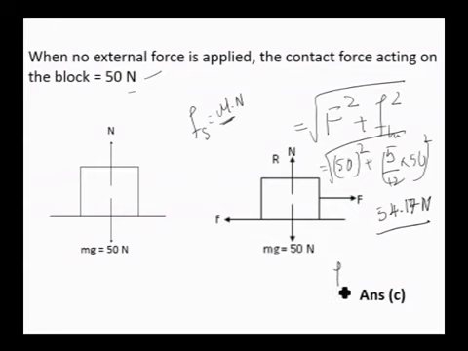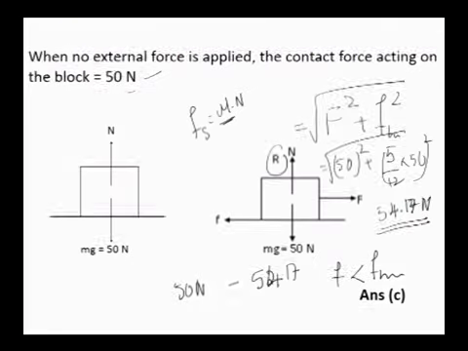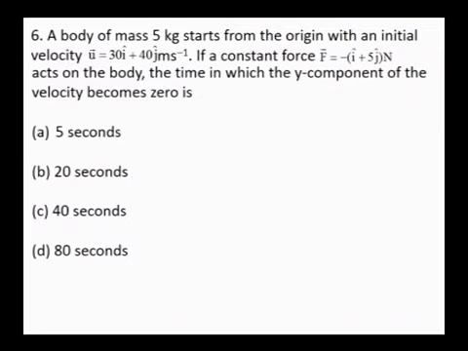But since the block does not move, the block is not moving, the limiting friction is not reached, which means F is less than the limiting frictional force. So therefore the reaction here should lie between 50 Newton and whatever the value that we actually got, that is 54 Newton. It is not moving, and therefore in the options given here, nothing is 54 here, 52 is also not possible, it should be 52, and therefore you will actually see option C is the correct option there.